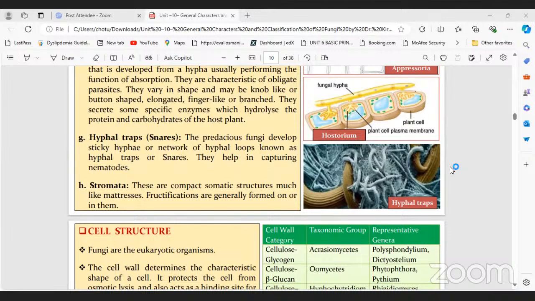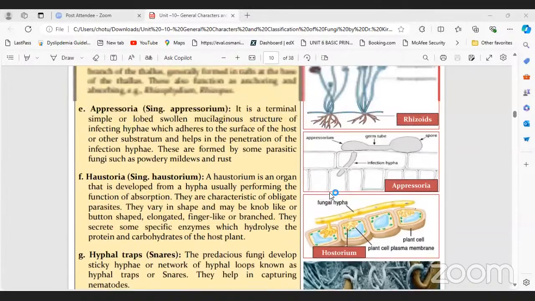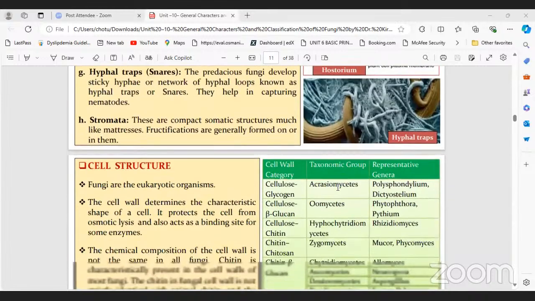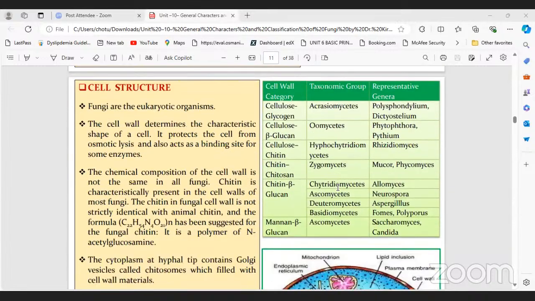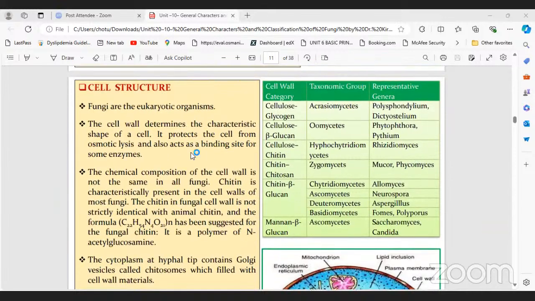The thallus type. Okay. Coming to the cell structure. Did you understand total mycelia? Yes? Yes, madam. Yeah. Coming to the cell structure. See, first I'll explain in general. After that, I'll explain in the picture in the PPT.